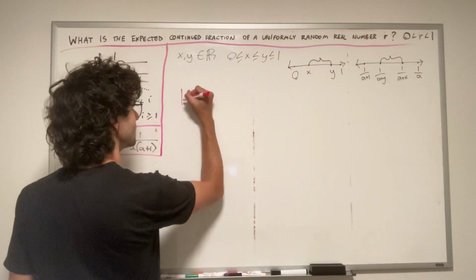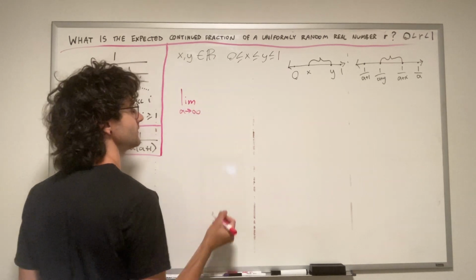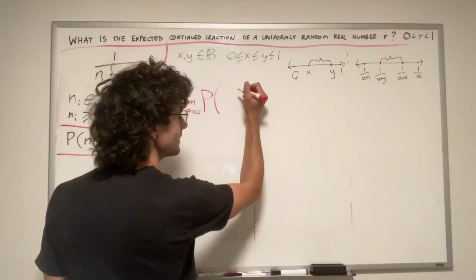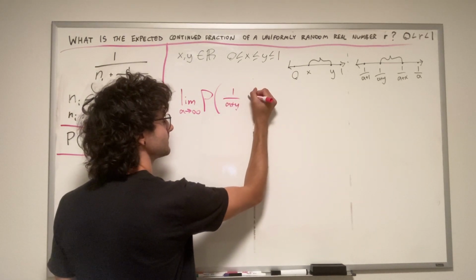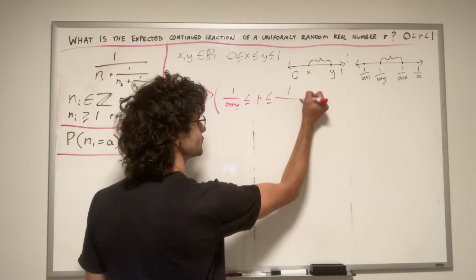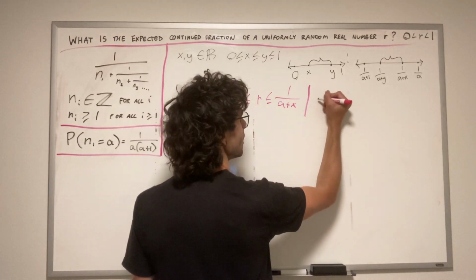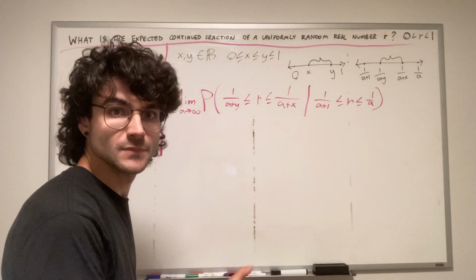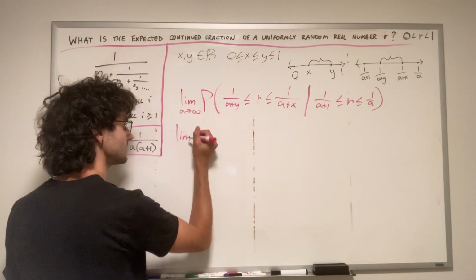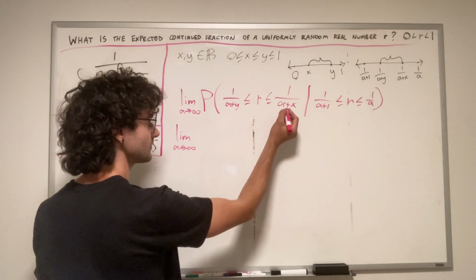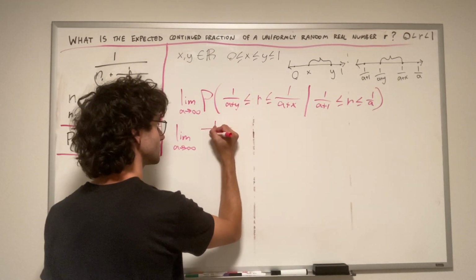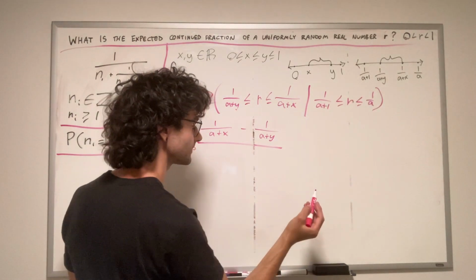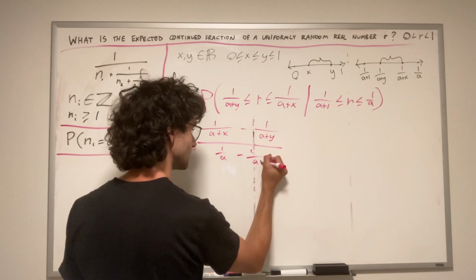So we want to look at the limit as a goes to infinity of the probability that 1 over a plus y is less than or equal to r is less than or equal to 1 over a plus x, given that 1 over a plus 1 is less than or equal to r is less than or equal to 1 over a. So this equals the limit as a goes to infinity of the probability that we're in here, so 1 over a plus x minus 1 over a plus y, all over the probability that we're in here, 1 over a minus 1 over a plus 1.